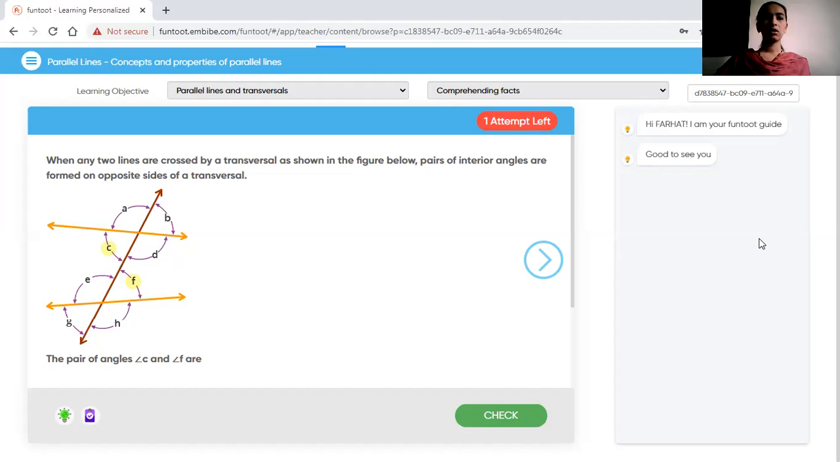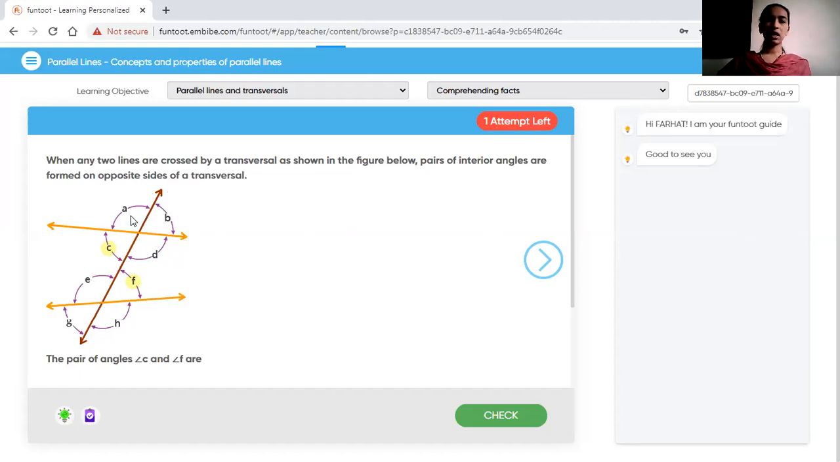Now you can see on the screen a question: when any two lines are crossed by a transversal as shown in the given figure, pairs of interior angles are formed. You can see these two lines are not parallel. But see this different color line, the brown line, is called the transversal. Why is it called a transversal? Because it cuts these two lines here and here.